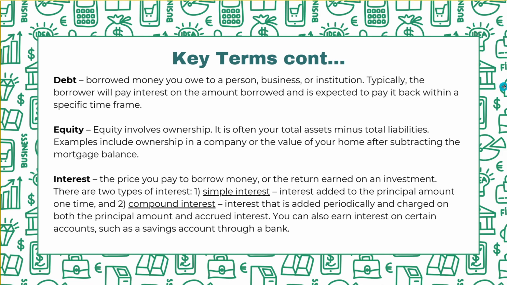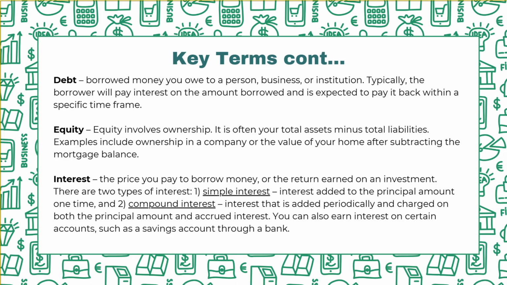Continuing on these, debt is borrowed money you owe to a person, business, or institution. Typically, the borrower will pay interest on the amount borrowed and is expected to pay it back within a specific time frame. Equity involves ownership. It is often your total assets minus total liabilities. Examples include ownership in a company or the value of your home after subtracting the mortgage balance. And lastly, interest, which is the price you pay to borrow money or the return earned on an investment.